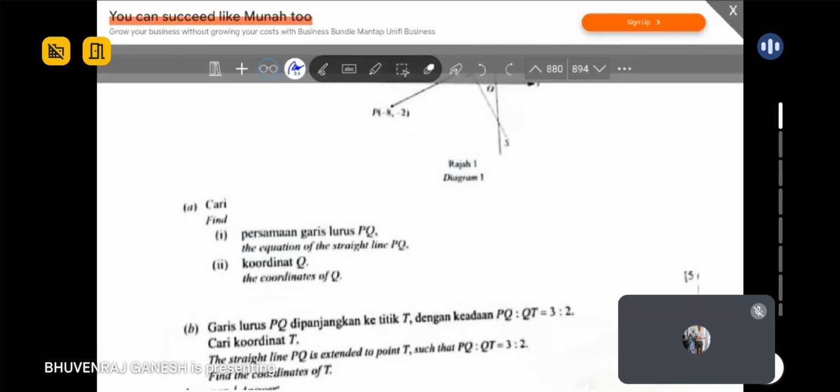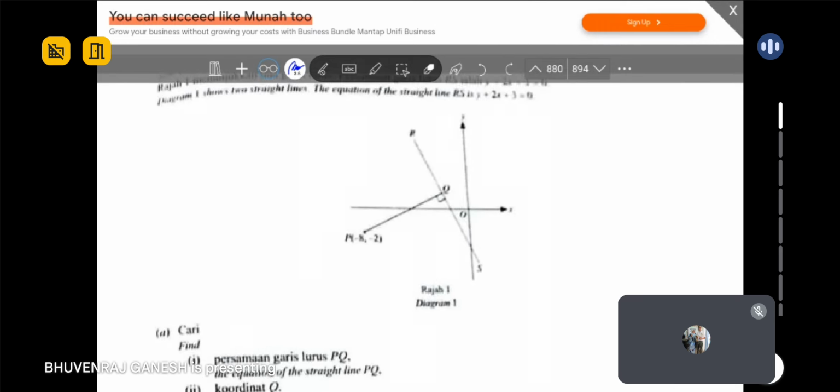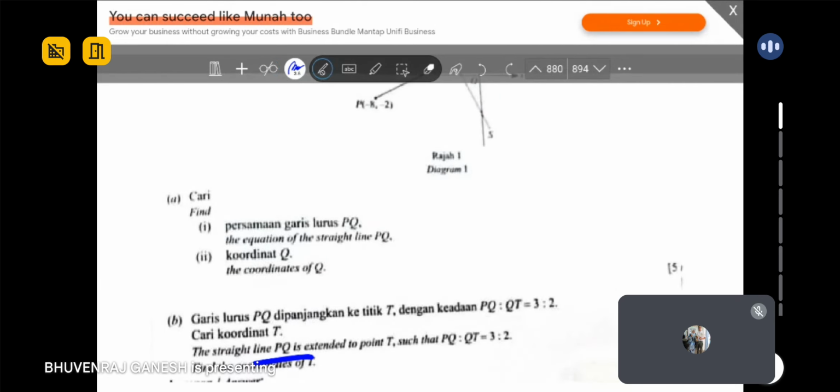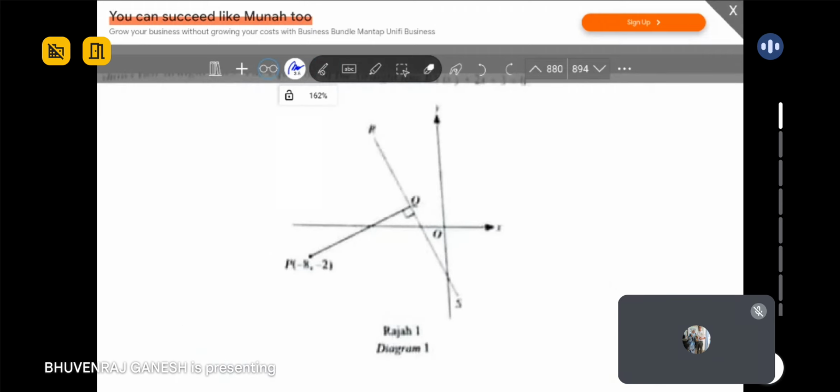Okay, so now question number B. They ask you to find coordinate of T. Cari coordinate T. Okay guys, how to find T? Okay, so mereka kata PQ dipanjangkan ke titik T. Okay, you extend the garis PQ until point T. So you can imagine something like this. Kamu kena bayangkan lah sikit. Okay, so let's say this one is point T.